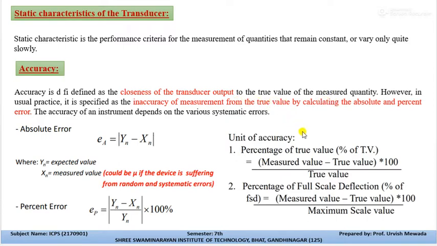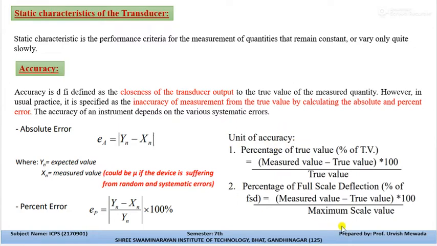Accuracy is defined as the closeness of the transducer output, or the inaccuracy of the measurement, from the true value by calculating the absolute percentage error. So the error can be calculated from the values we get after measurement. Here yn indicates the expected value and xn indicates the measured value. The units of accuracy are given here.